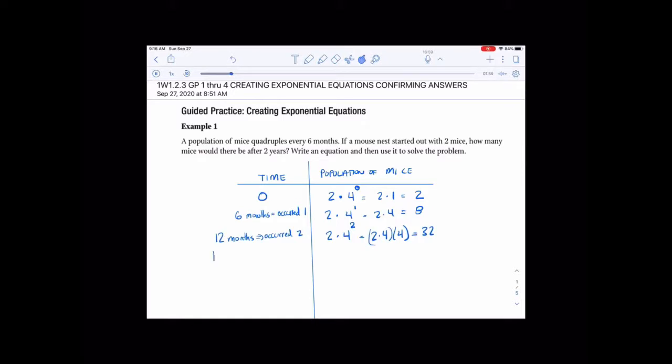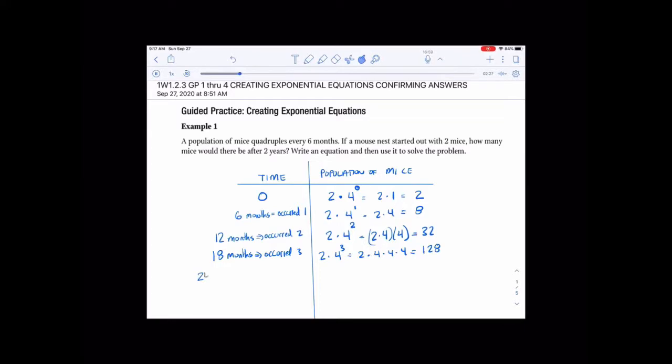Let's take a look at 18 months. In 18 months, it has occurred 3 times. So we have 2 multiplied by 4 raised to the 3rd power, which is 2 multiplied by 4 multiplied by 4 multiplied by 4 again. So we have 128 mice.